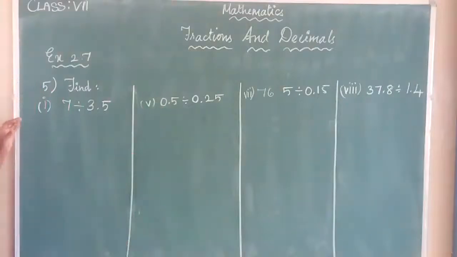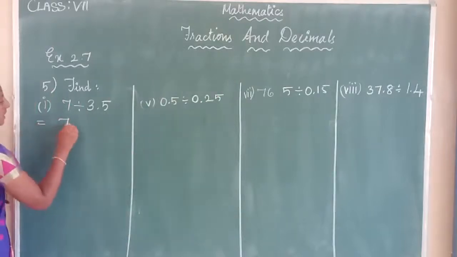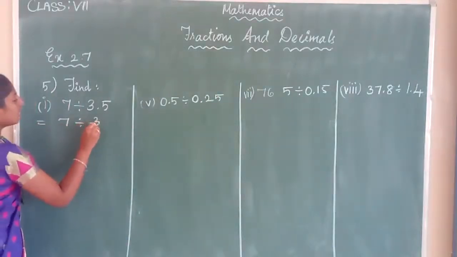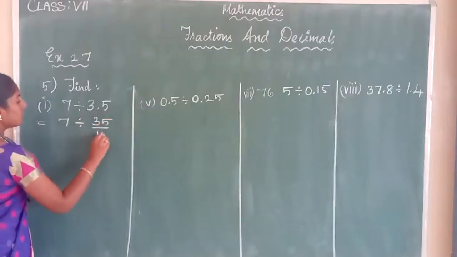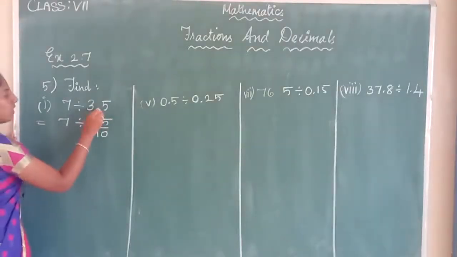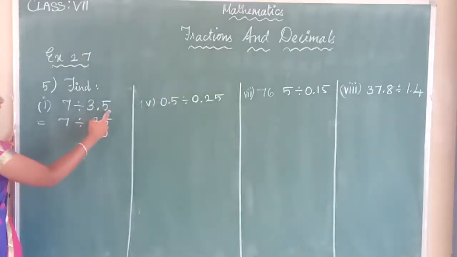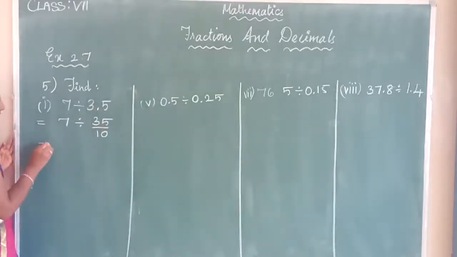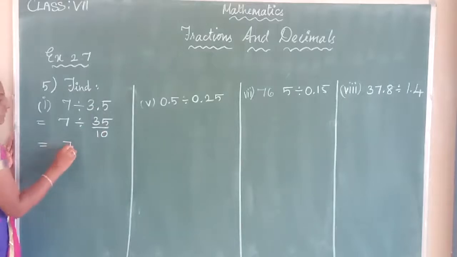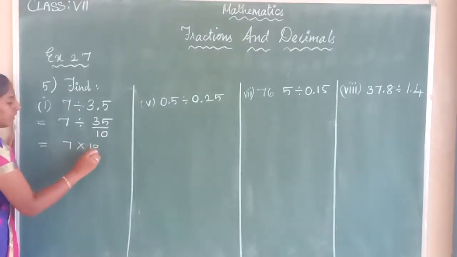Find 7 divided by 3.5 is given. So I can write this as 7 divided by 35 by 10, yes or no? Because here I have only one digit after the decimal point, so I can write 3.5 as 35 by 10. Is it clear? So what do you have then? 7 into 10 by 35.